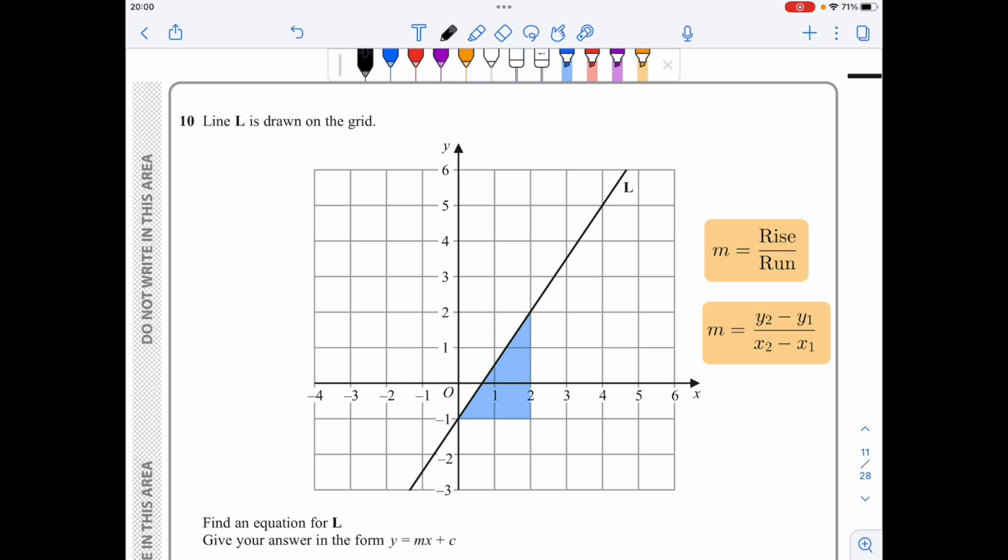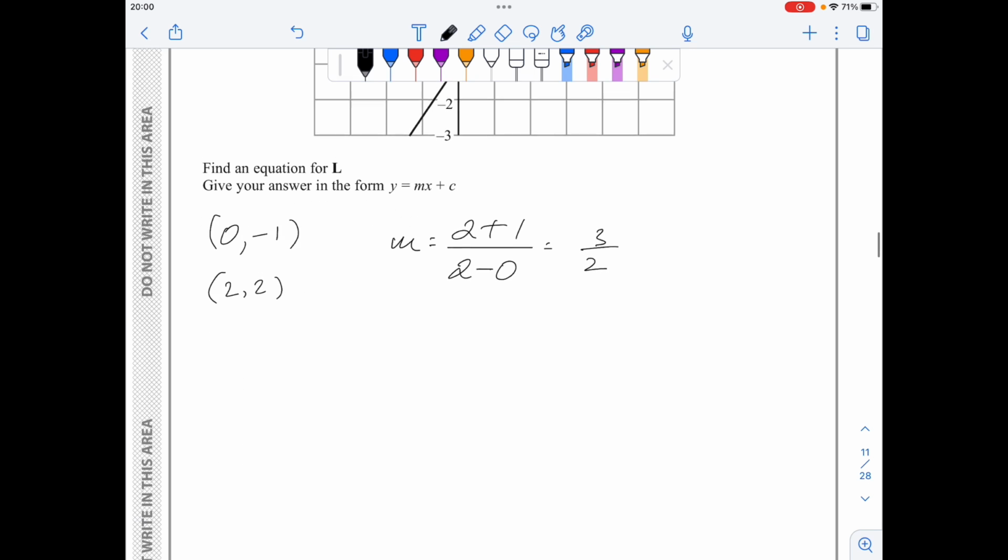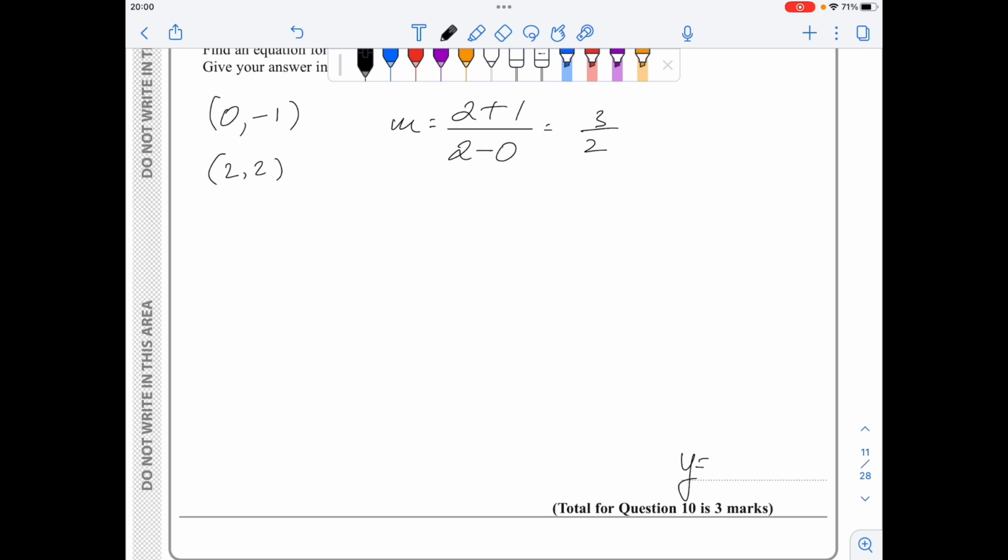Now, from rise over run, you can see there's a rise of 3, a run of 2, so the gradient is 3 over 2. If you're going to use the other formula, I can take, for example, the points (0, minus 1) and (2, 2). And if I use the second formula, I will have 2 minus minus 1, which gives me 2 plus 1, over 2 minus 0, which gives me again 3 over 2. As I said before, the y-intercept is minus 1, so the equation of the line is y equals 3 over 2 x minus 1.